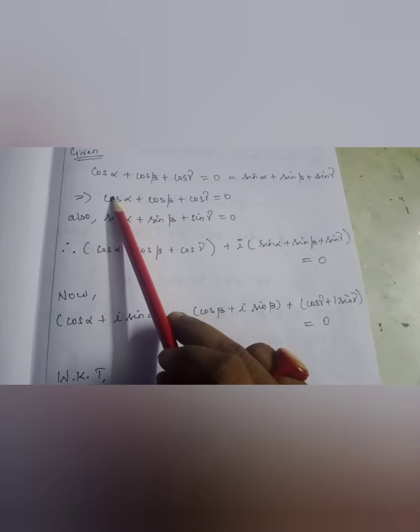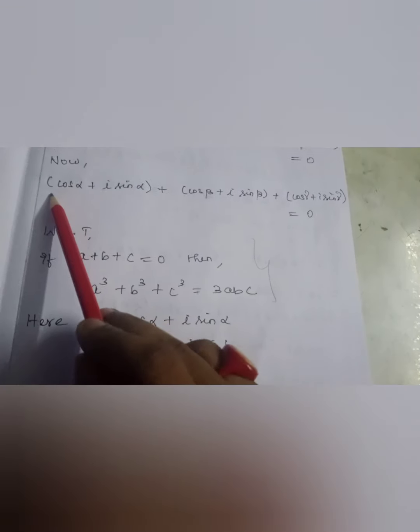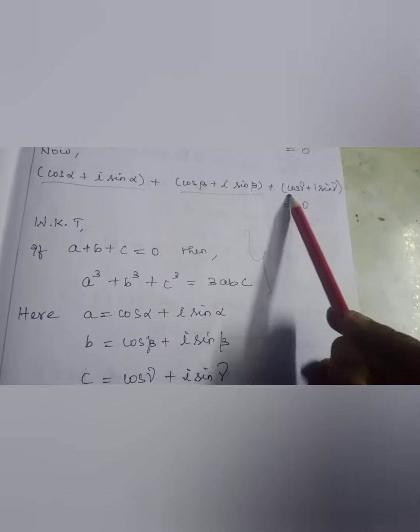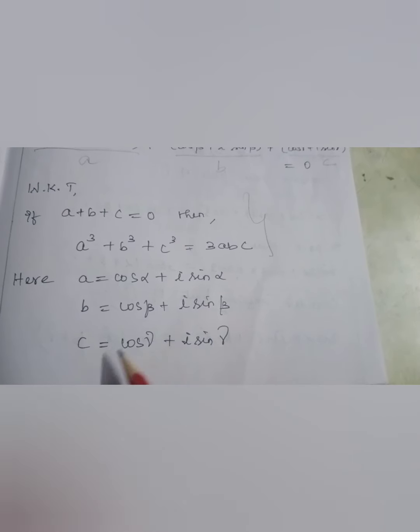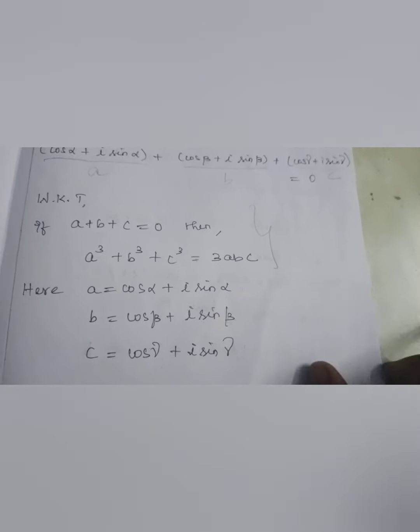If a plus b plus c is equal to 0, in the place of a plus b plus c, we are having cos alpha, cos beta, cos gamma, sin alpha, sin beta, sin gamma. So what we are doing here, we have written them in the format, right? So I'll name this as A, this as B, and this as C. See, A is equal to cos alpha plus i sin alpha, B is equal to cos beta plus i sin beta, C is equal to cos gamma plus i sin gamma.